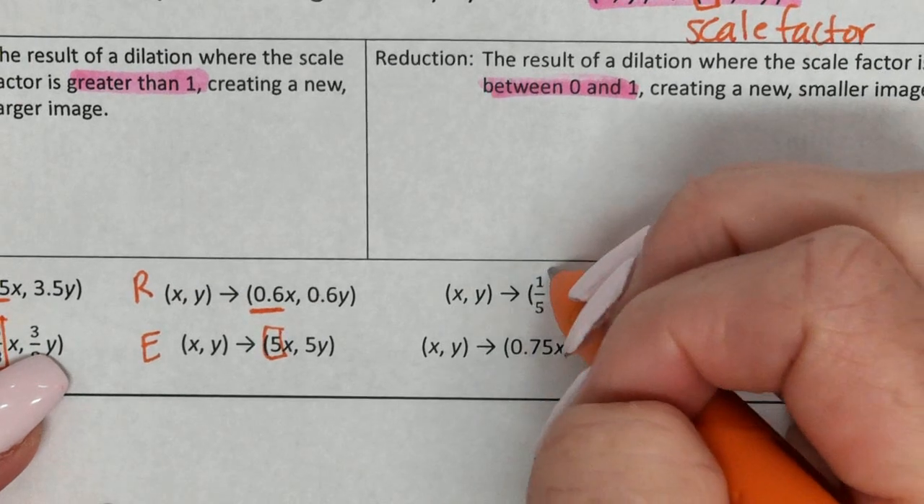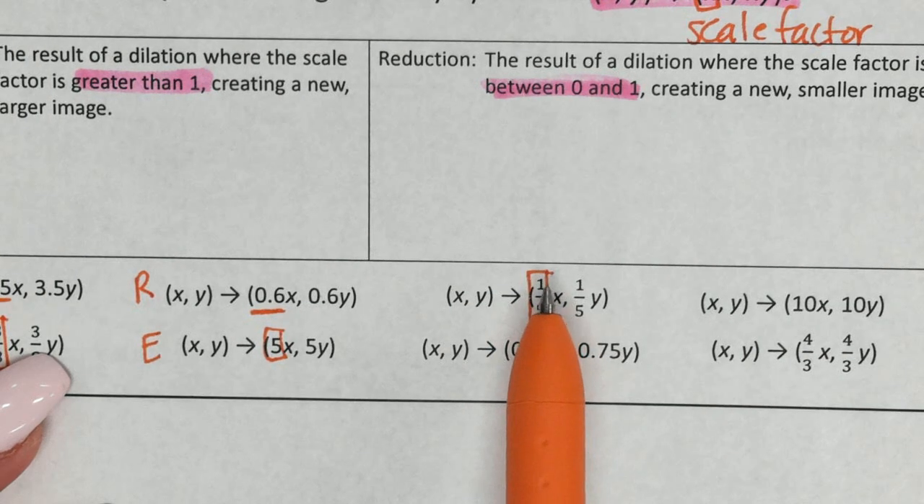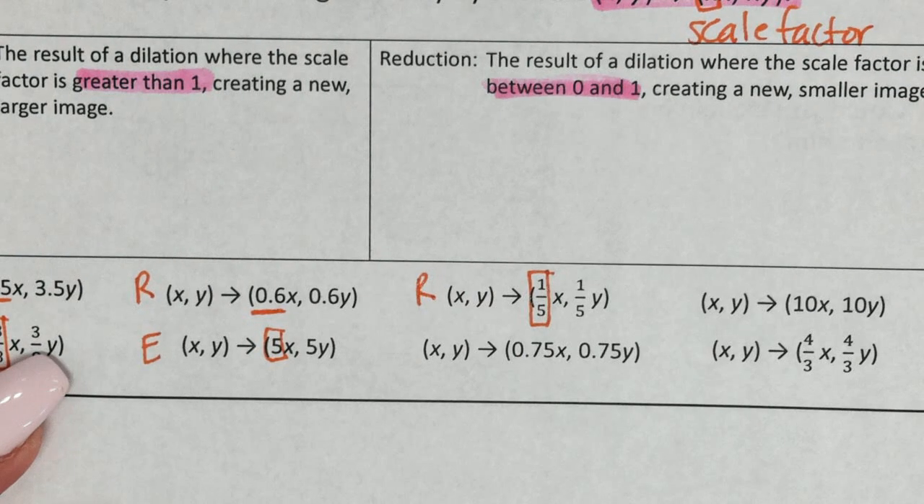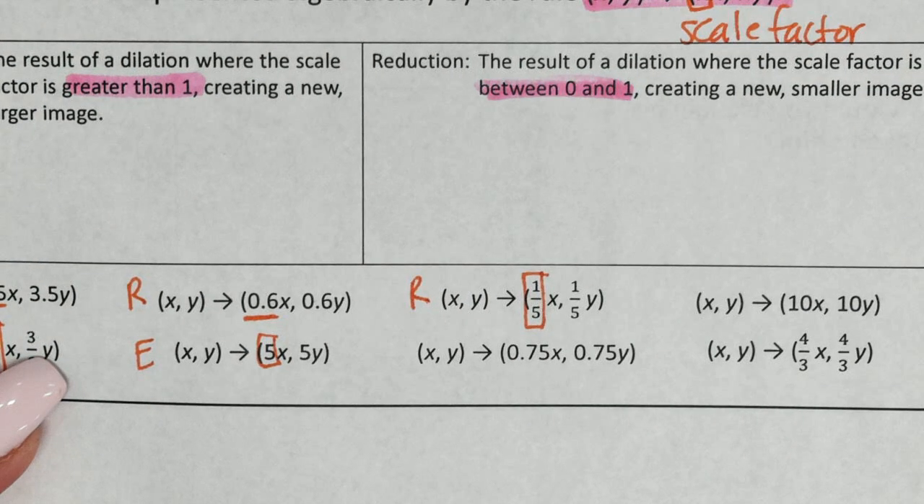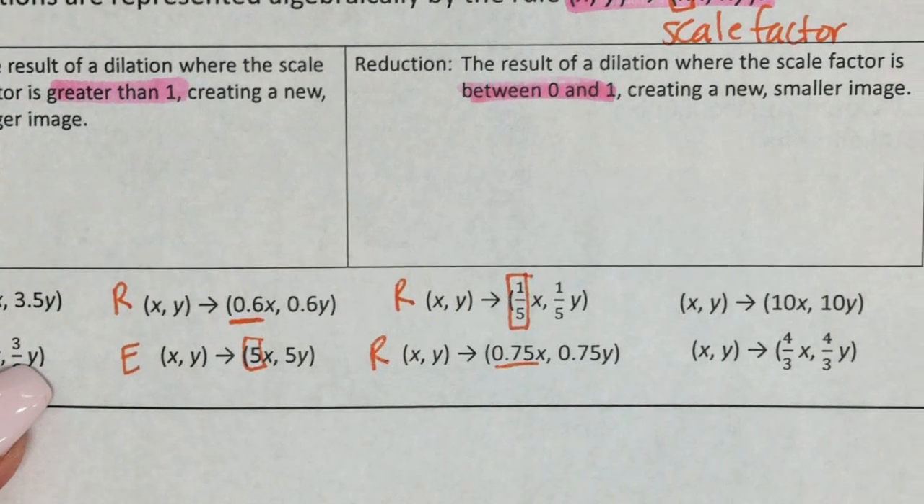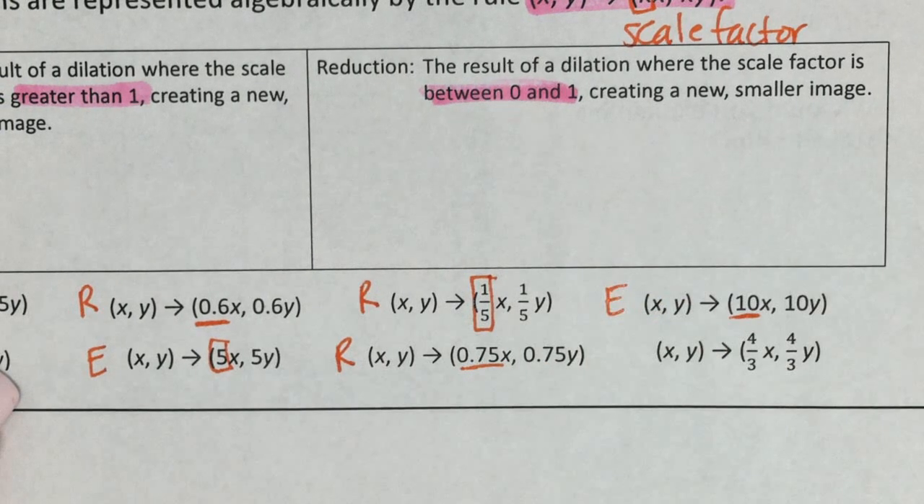Okay, 1/5. It's a fraction. Is the top number smaller? Then that's smaller than 1. So this is a reduction. 0.75. Reduction. 10. Enlargement. Now be careful with this next one.